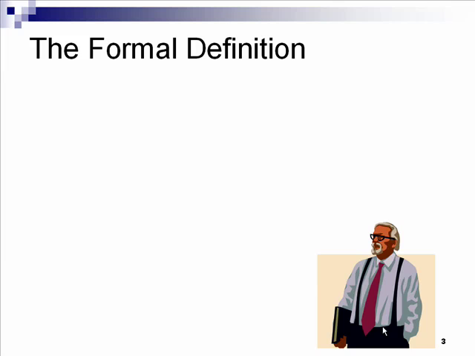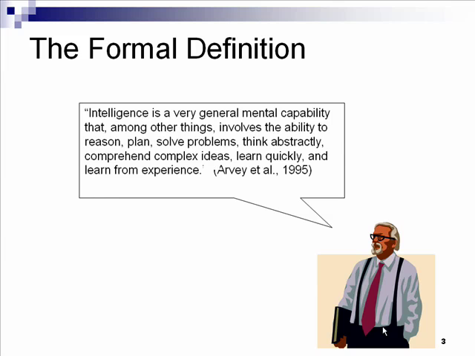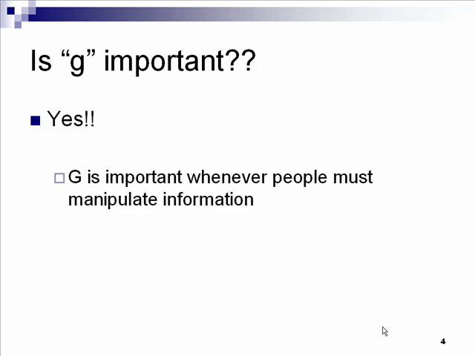Our hoity-toity IO psychologist tells us that intelligence is a very general mental capability that, among other things, involves the ability to reason, plan, solve problems, think abstractly, comprehend complex ideas, learn quickly, and learn from experience. Of course, I never like the hoity-toity definitions, but I think I should provide them to you just in case you're wanting them.